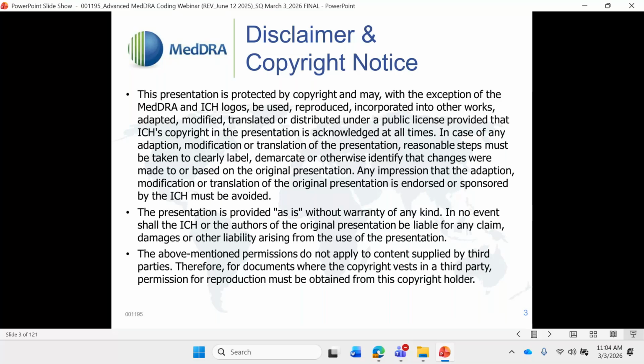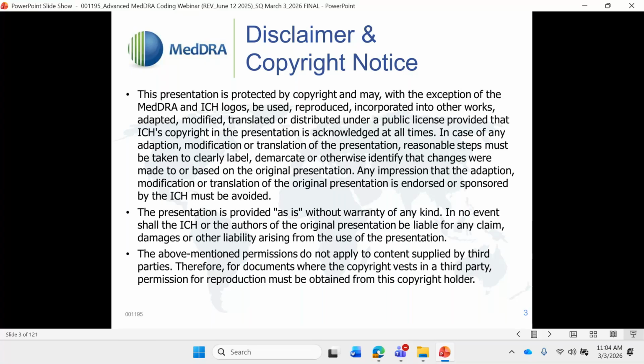And the second bullet is legal lingo, so I'll just read it as such. This presentation is provided as is, without warranty of any kind. In no event shall the ICH or the authors of the original presentation be liable for any claim, damages, or other liability arising from the use of the presentation. And the third bullet is not relevant for us today because we're not using any third-party material in our presentation.